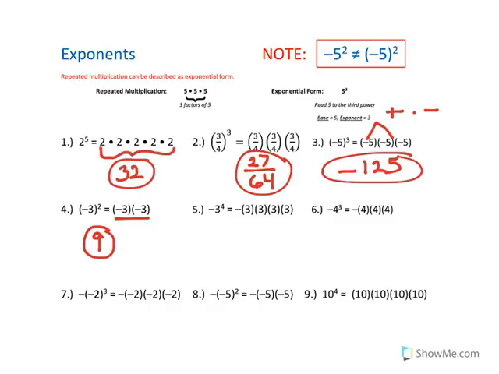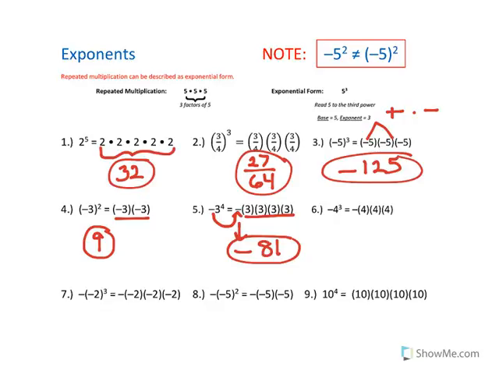Now here we have 4, which is even, but negative 3 is not inside parentheses. It is outside. So we're going to write it outside. And 3 times 3 times 3 times 3 is 81. So my answer is going to be negative 81.